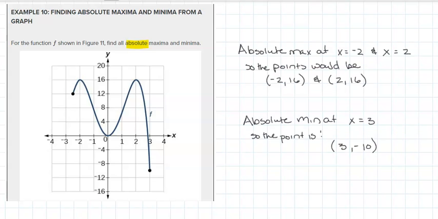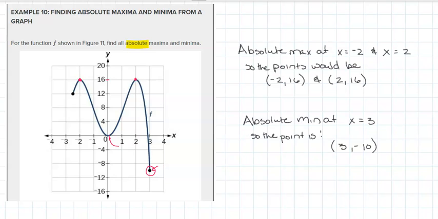Okay, so hopefully you tried that problem and were able to figure out the correct answers. The absolute maximum happens at -2, so let me put a point there. -2 and at 2, because they are the same. They're the same height. They're both at 16 here. So that means there's 2 absolute maximums. There's only one absolute minimum, and that's right here at 3, which is 3, -10.